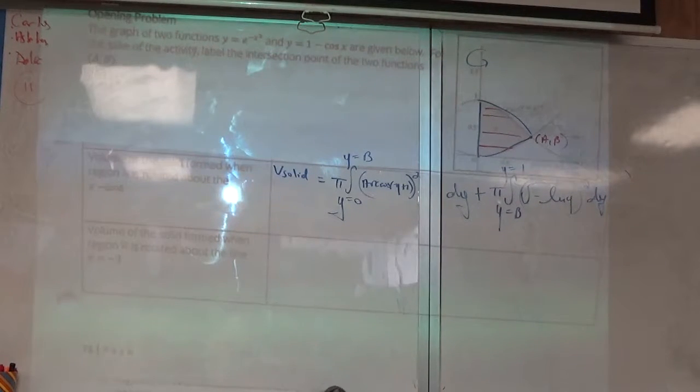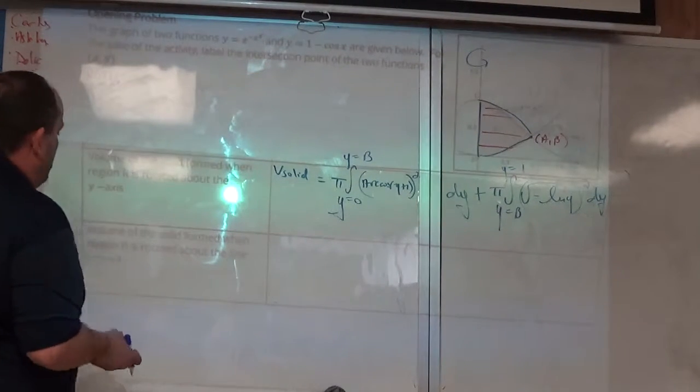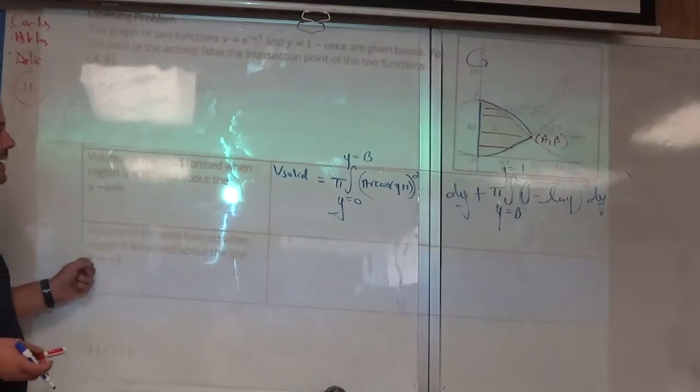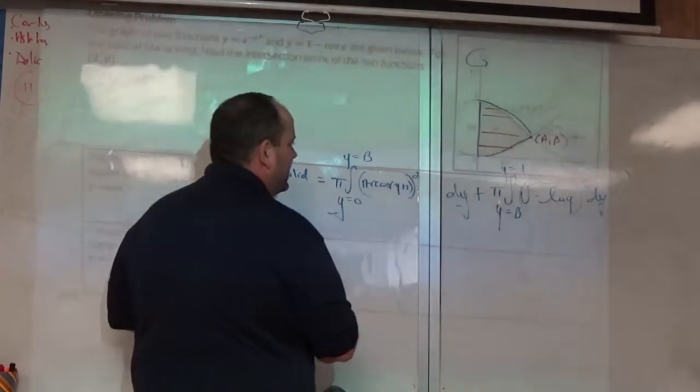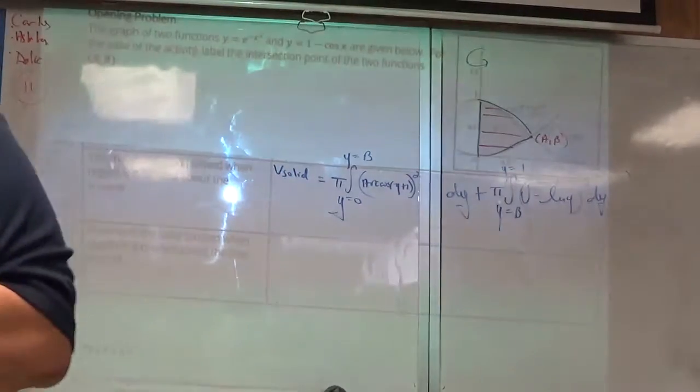How many of you honestly had that as your setup? 2 people, 3 people, 4 people, 5? Nice. Okay, volume of the solid formed when region R is rotated about the line y equals negative 3. That's the last one. Y equals negative 3. Think about that. Get it set up. We'll talk in a minute.